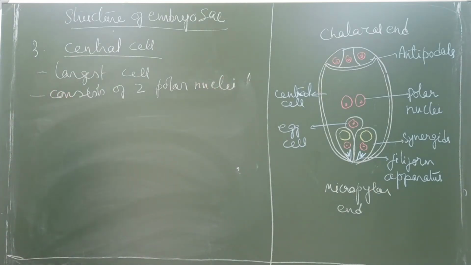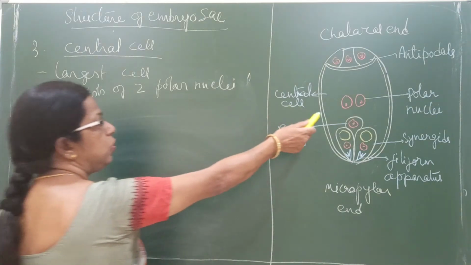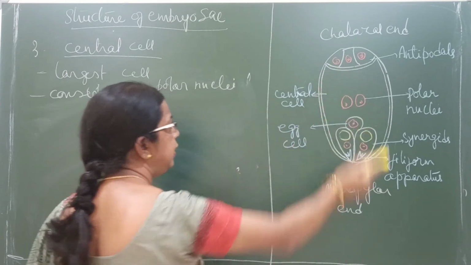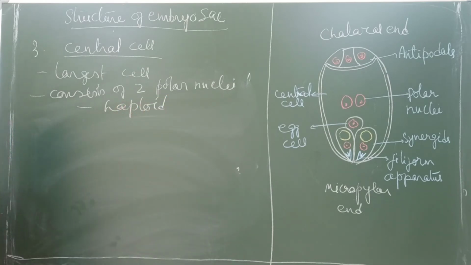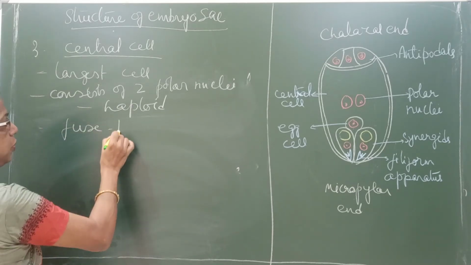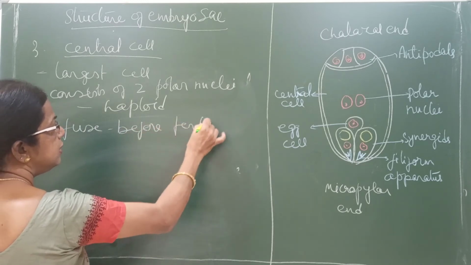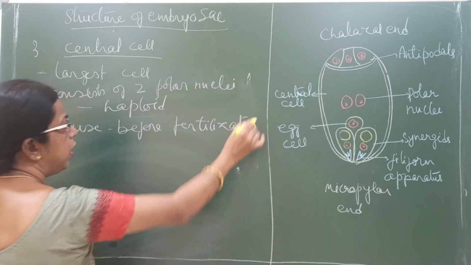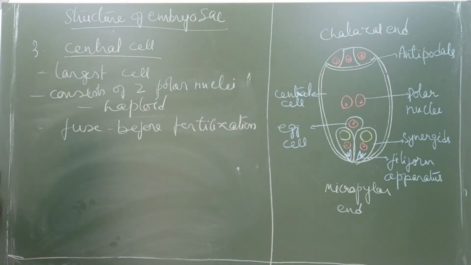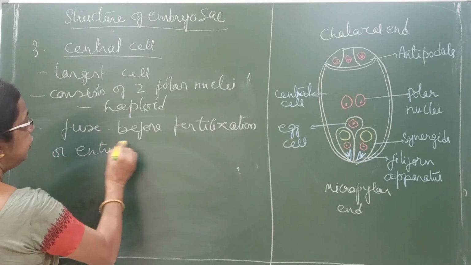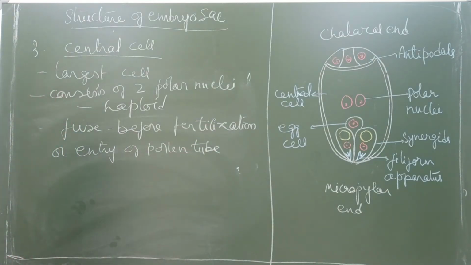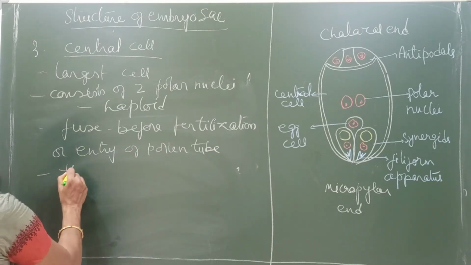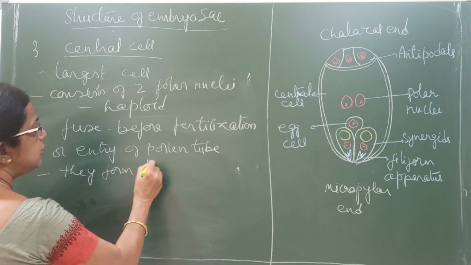How are these polar nuclei formed? We already discussed in the development. These 2 polar nuclei migrate from the 2 ends, the micropylar and the chalazal end. They are haploid in nature, and they fuse just before fertilization, before the entry of the pollen tube, and form a diploid secondary nucleus.